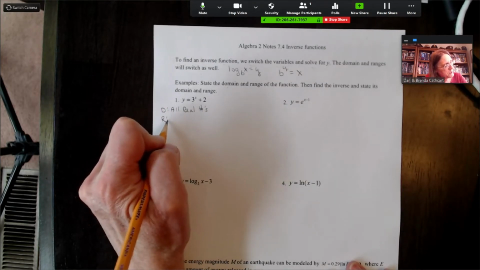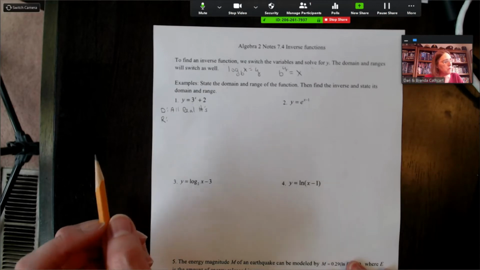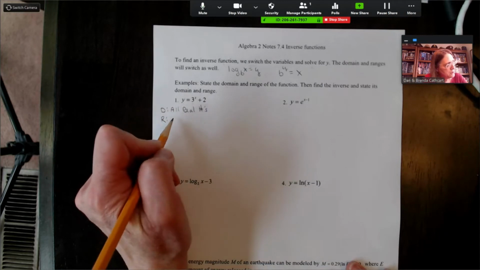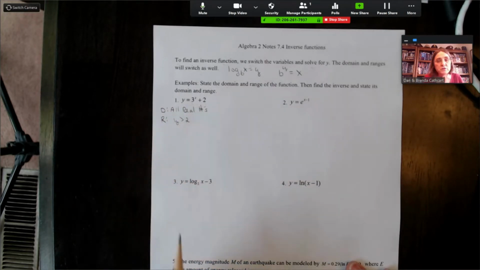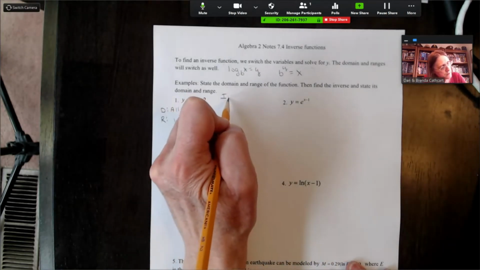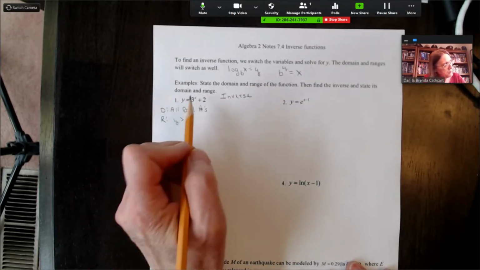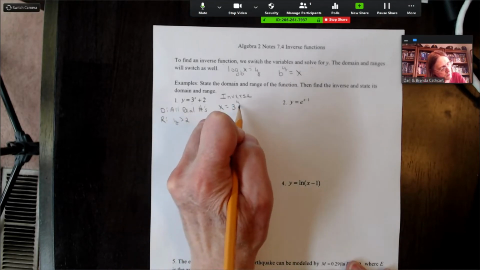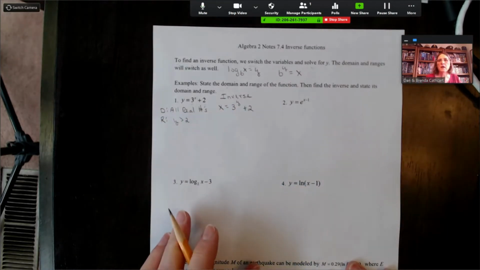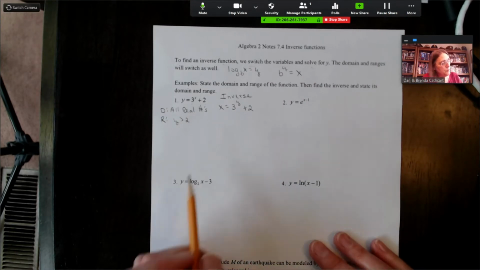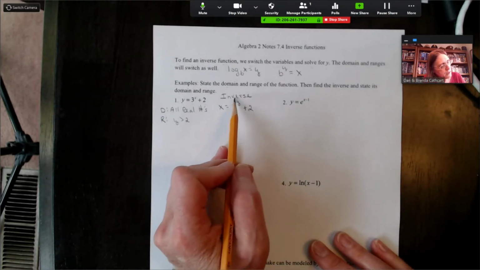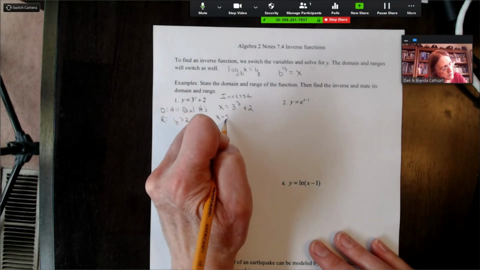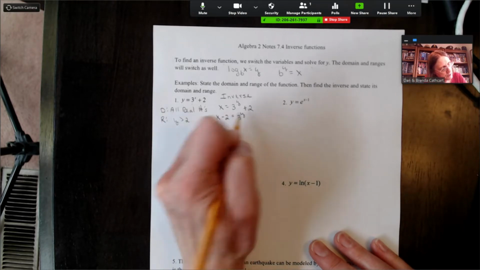The range of an exponential function is dependent on the value of the horizontal asymptote. Our horizontal asymptote here is at y equals 2, so the range is going to be y greater than 2. Now, to find the inverse, we're going to switch our variables x and y. So we have x equals 3 to the power of y plus 2. In order to solve this for y, we need to get the term that has the y in it by itself on one side of the equation. So subtract 2 from both sides. We get x minus 2 equals 3 to the y.